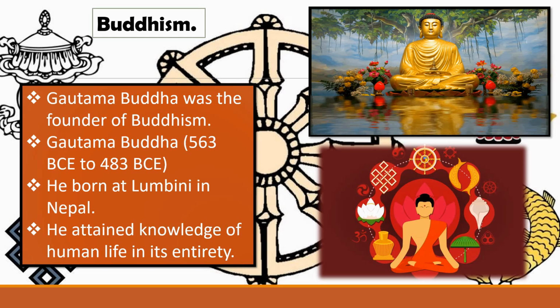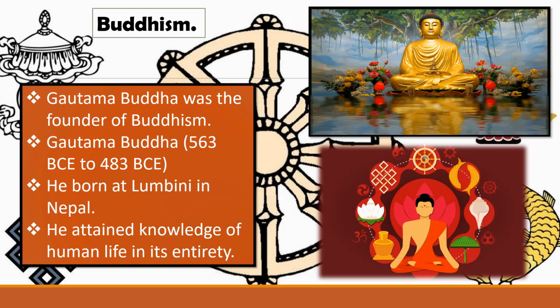He had attained knowledge of human life in its eternity. That is why he came to be known as the Buddha. He wanted to know why there is sorrow and suffering in human life. He left his home and all his comfort to find the answer to his question. On Vaishakha Purnima, he was sitting in deep meditation under a peepal tree near the city of Gaya in Bihar.